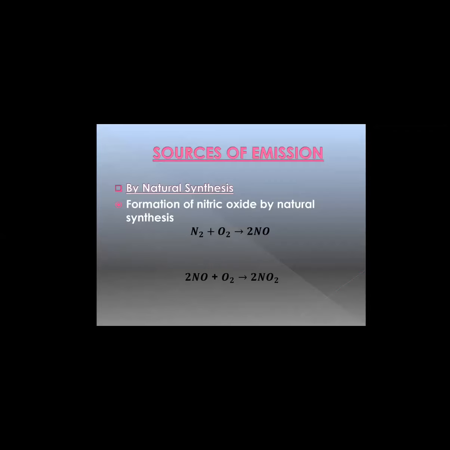During that, a high temperature is created, and the nitrogen and the oxygen present in the atmosphere result in the formation of nitric oxide. Next, this nitric oxide undergoes oxidation, obviously in the presence of oxygen, resulting in the formation of nitrogen dioxide. So this is, my dear friends, natural synthesis as far as the sources of emission of nitric oxide is concerned.